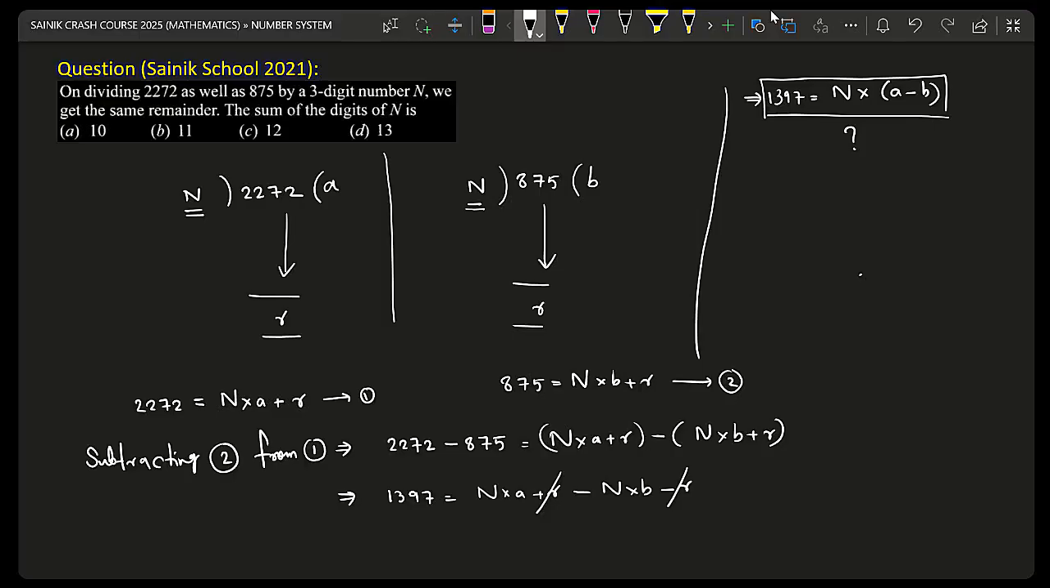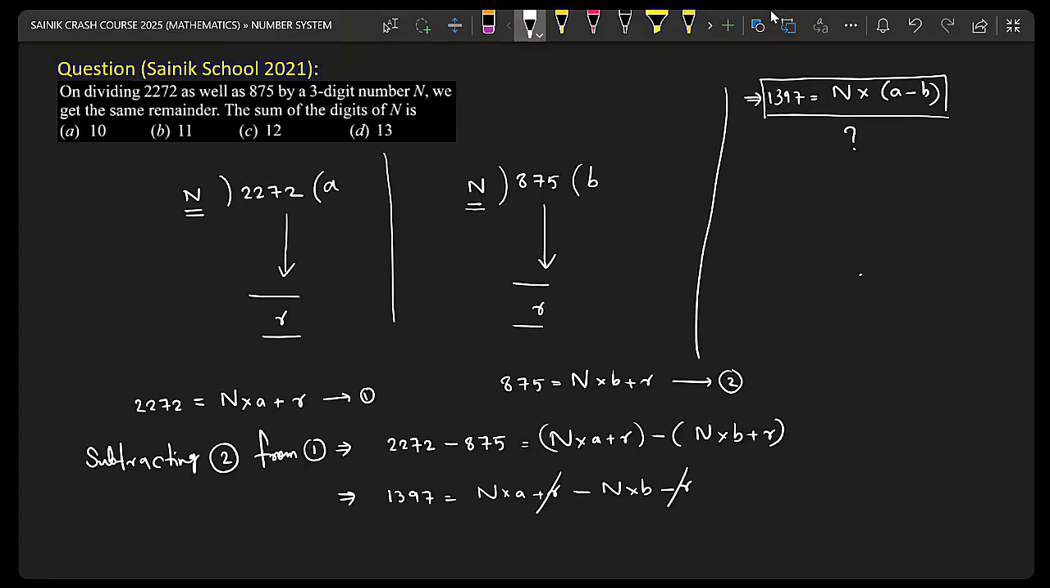So plus r minus r cancelled. Now n into a, n into b. We can use the distributive property and take n common. Yes, sir. So n into a minus b. Now what is the information that this final equation is giving? 1397 is equal to n into (a minus b).